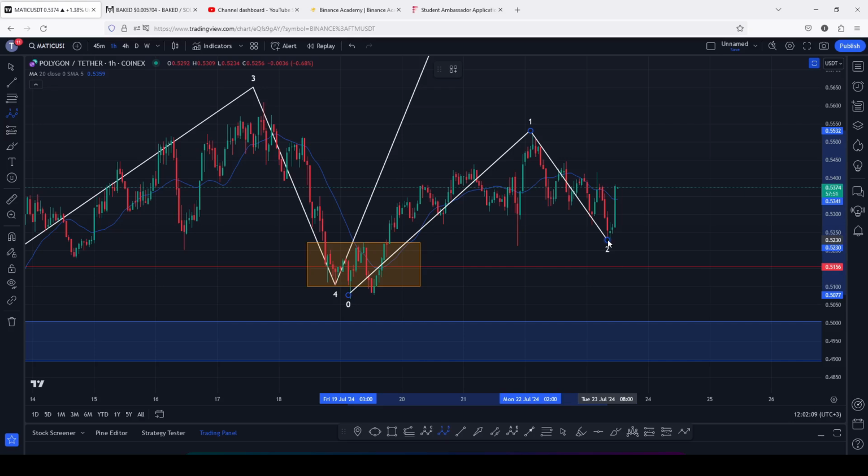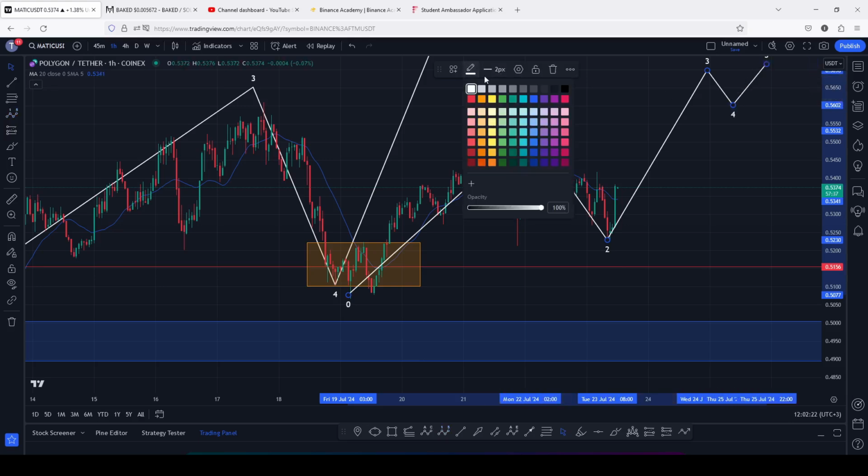And once we fully confirm that we have a low in place in this Elliott wave count 2, what we expect next is an aggressive bounce to the upside in an Elliott wave count 3, then I will expect a wave 4, and then a wave 5 to continue giving us even higher prices.